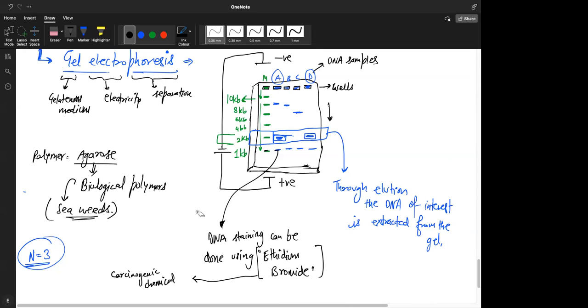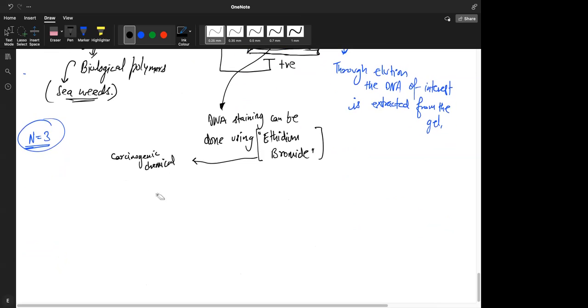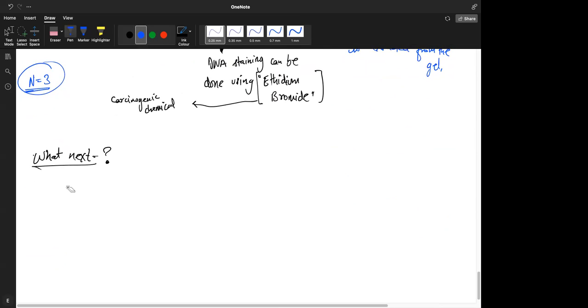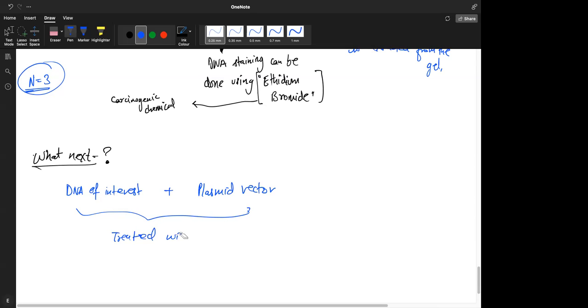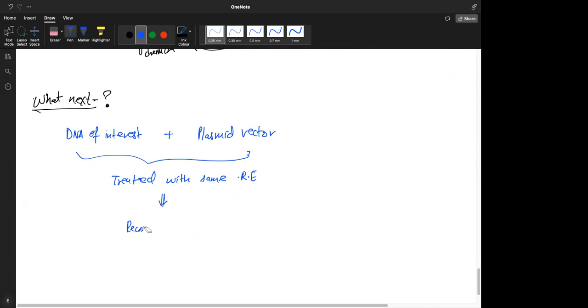Okay, so this is how we can extract our gene of interest through elution. So what after elution? I have two things now. The question is what next? So to insert the gene of interest. Perfect, Arpit. So we have our DNA of interest. We also have our plasmid vector. And we have treated both with the same restriction endonuclease. After that, we have also done electrophoresis and purified our gene of interest. So after that, we will make recombinant DNA using ligase.